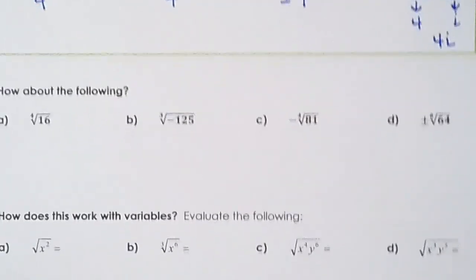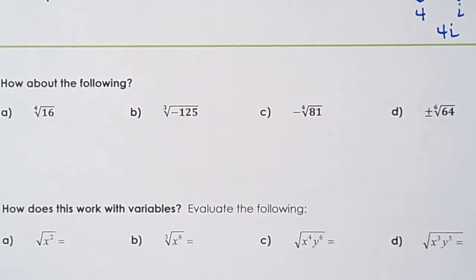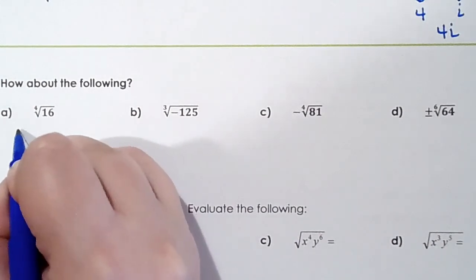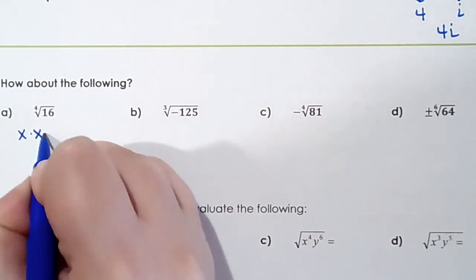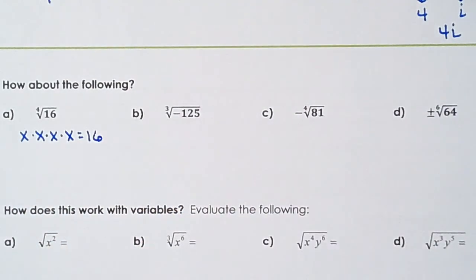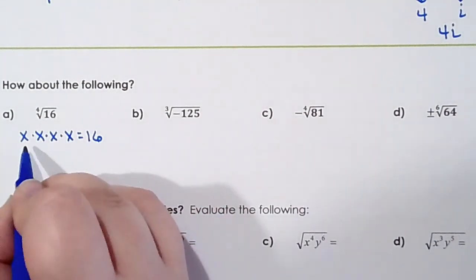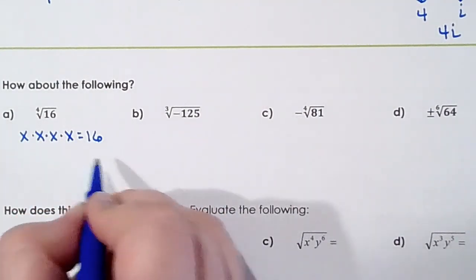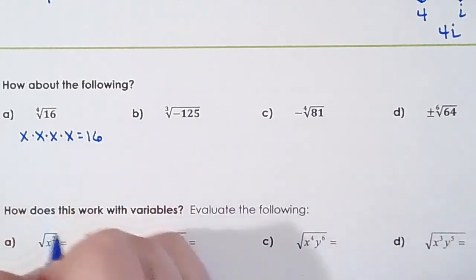So if I take the fourth root of 16, that is essentially asking me what number times itself 4 times is equal to 16. Well, there's no real easy way to think of this other than to just brain power it out. I know that 4 times 4 is 16. If I break that down one more time, I get 2 and 2.